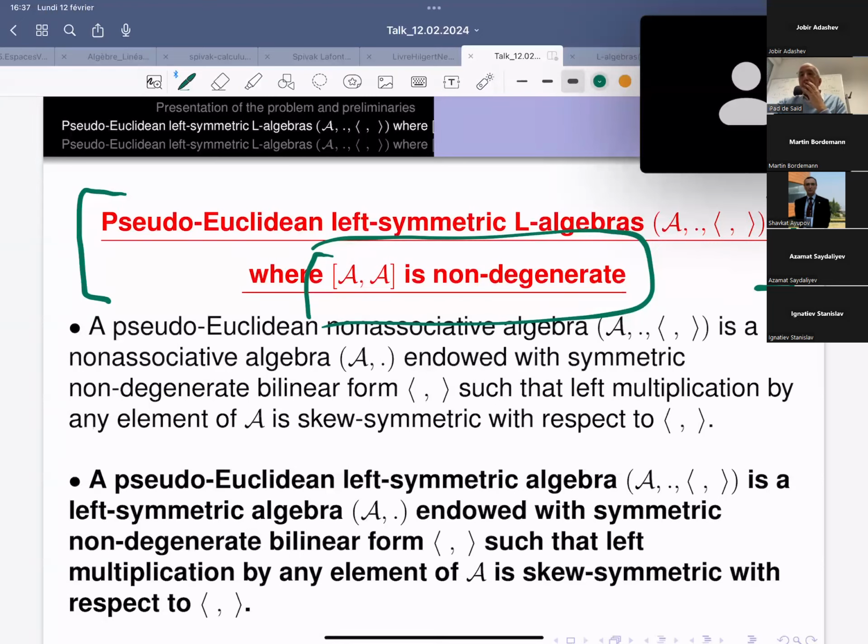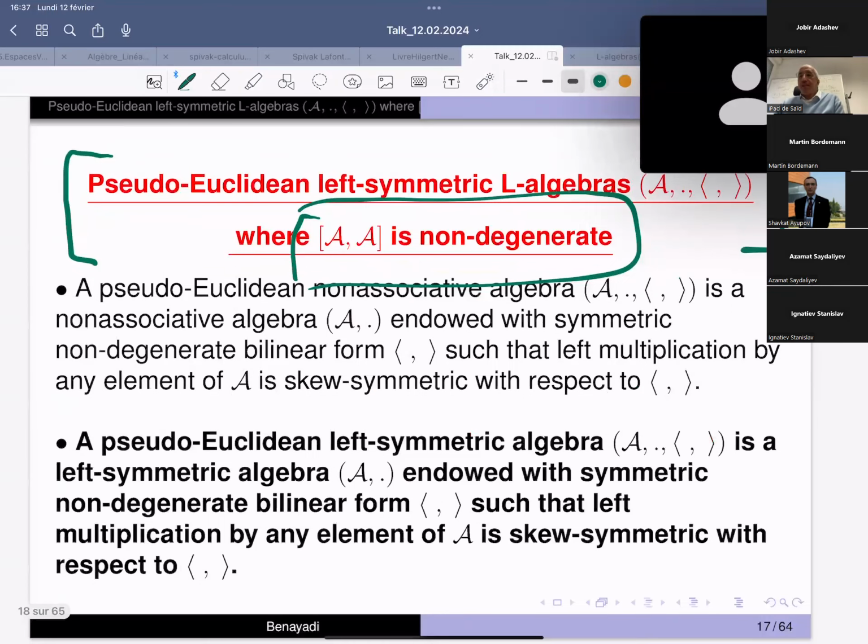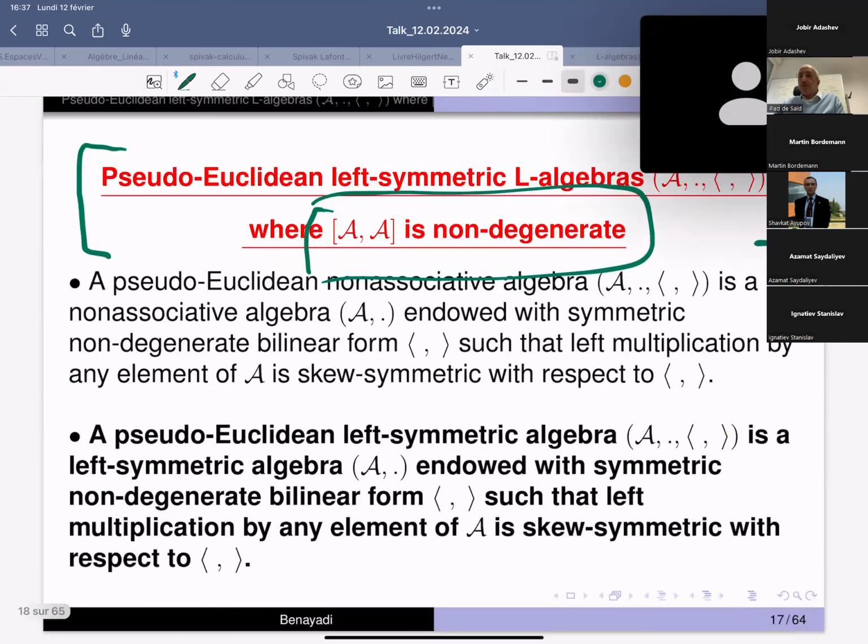And in the case of a left-symmetric algebra, this type of algebra is pseudo-Euclidean if it is endowed with a non-degenerate bilinear form such that the right multiplication by any element of R is skew-symmetric with respect to the form. Okay, that's the definition of our subject here.